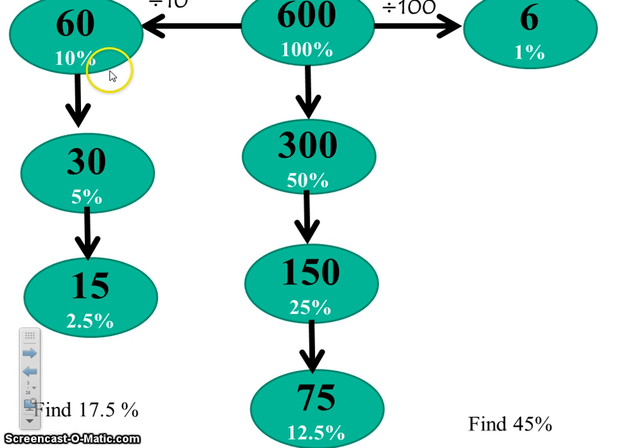Or they could choose to take 4 lots of 10%, so they've got 40%. So 4 lots of 60 would be 240, and then add on a 5% to get to 270. It doesn't matter, it's their choice. But once they've got this mind map here, or clouding the picture, whatever you want to call it, they can use all of this to calculate any percentage they wish.